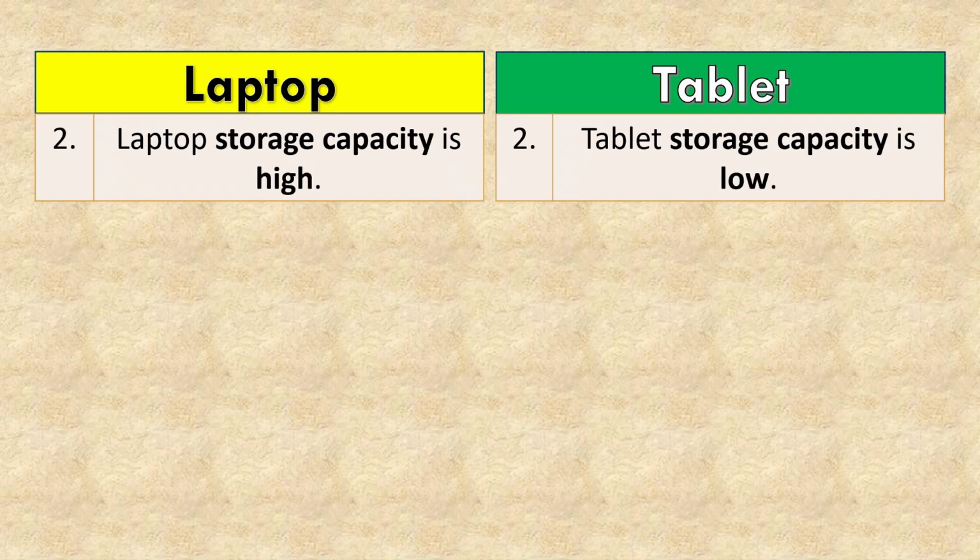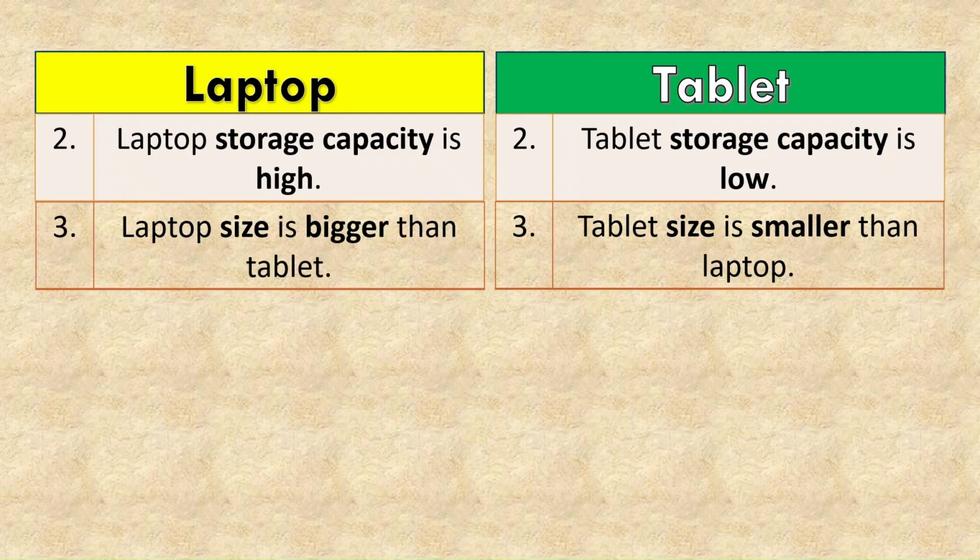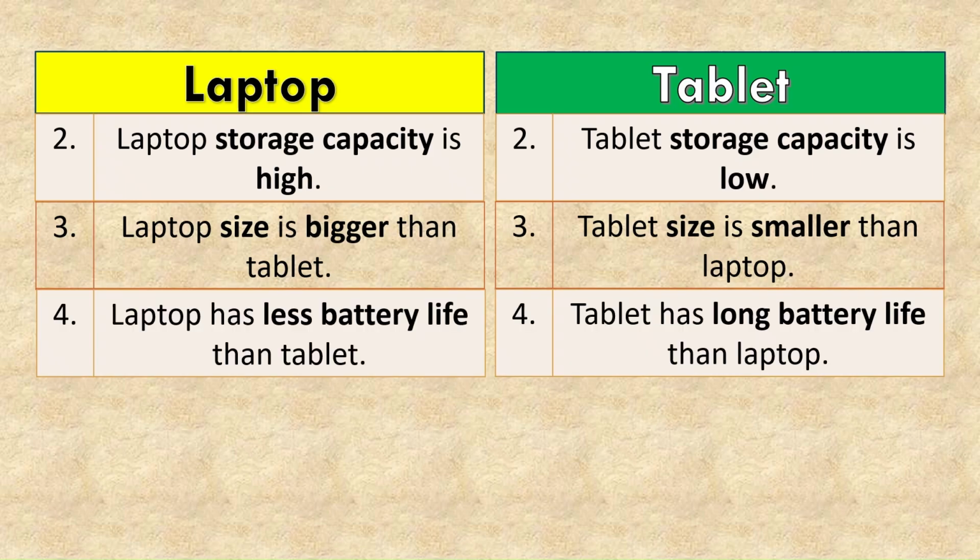Laptop storage capacity is high. Tablet storage capacity is low. Laptop size is bigger than tablet. Tablet size is smaller than laptop. Laptop has less battery life than tablet. Tablet has long battery life than laptop.